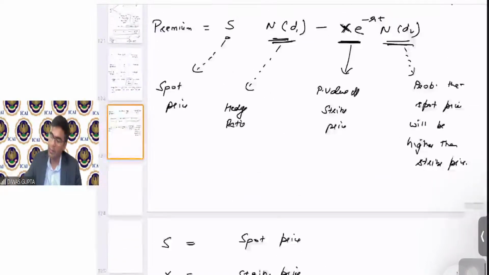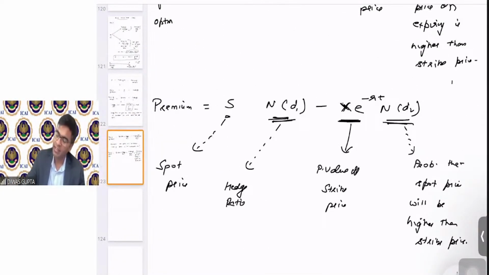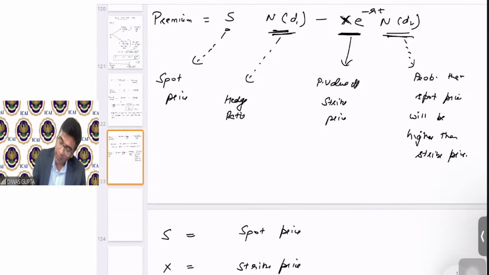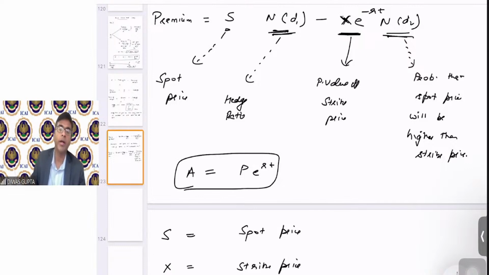Okay. Namrita is asking, why are we writing minus RT? Namrita, A is equal to P e raised to the power RT. You will remember I have discussed this formula in continuous compounding. Here A is the future value, P is the present value. So if you multiply the present value by e raised to the power RT, you achieve the future value.